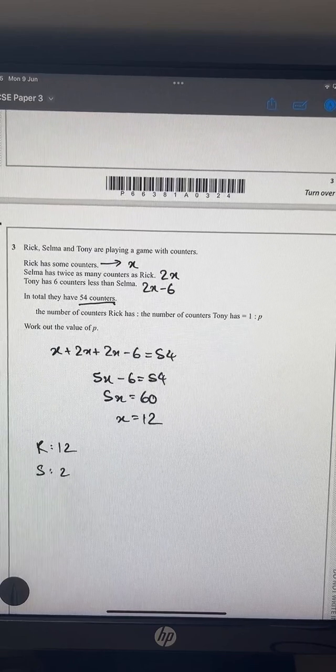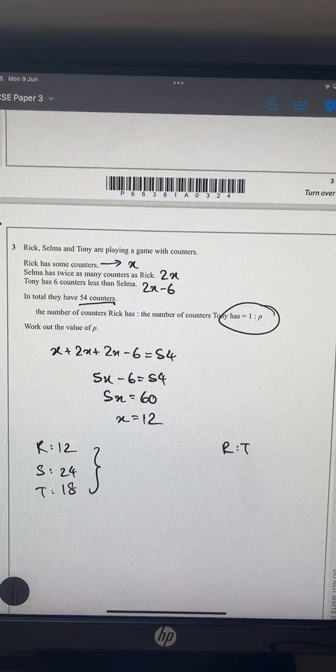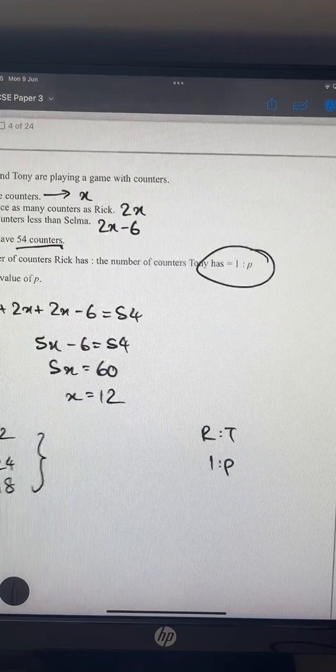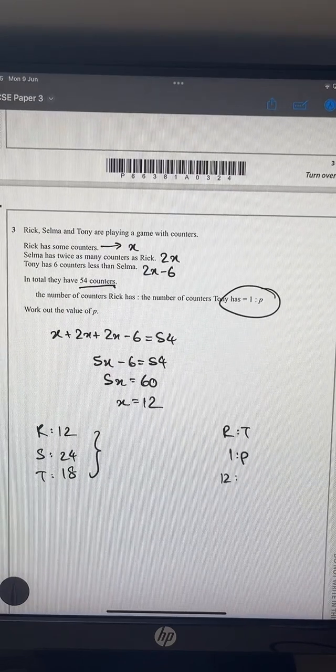Selma has twice as many, which is 24. And Tony has 6 less, which is 18. And I can check by adding these to get 54. But that's not answered the question yet. I need to find P, right? So I know that Rick to Tony is 1 to P. So Rick has 12 parts, so we can say that 1 is 12, and P is going to be equal to Tony's parts, which is 18, right?